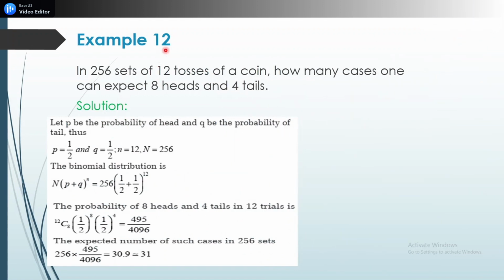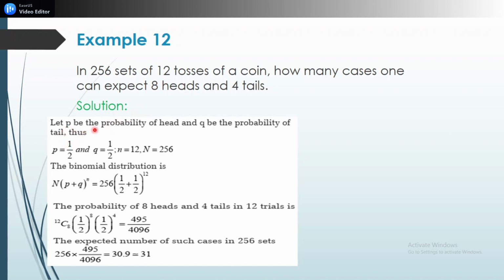We have example number 12. In a 256 set of 12 tosses of a coin, how many cases can one expect 8 heads and 4 tails out of 12?